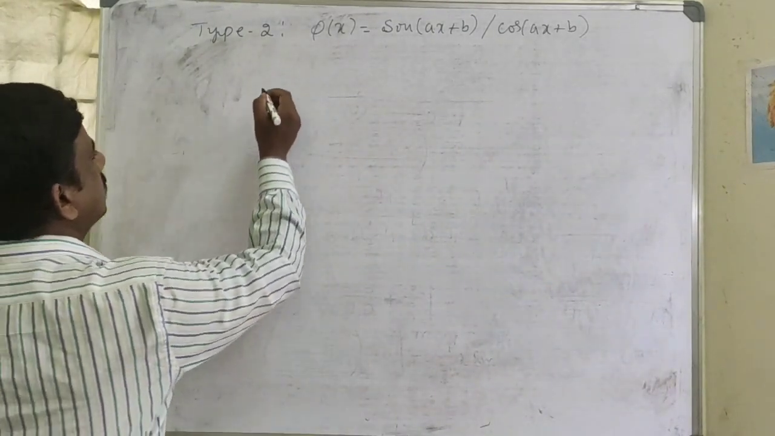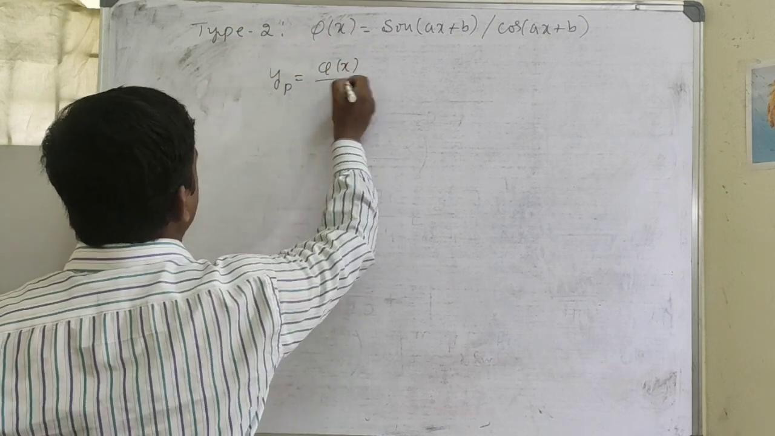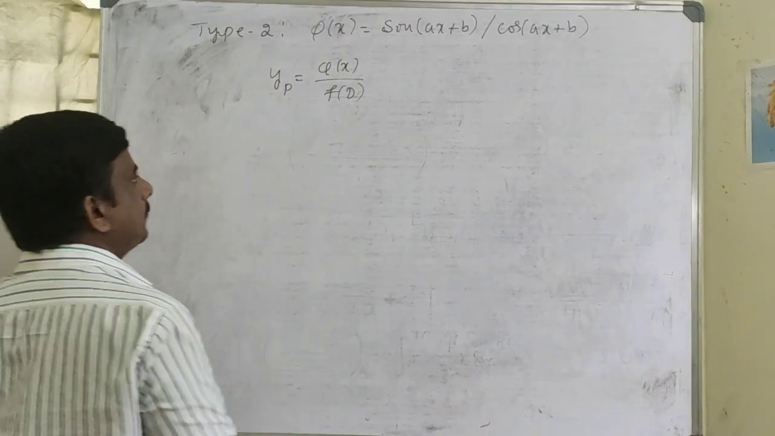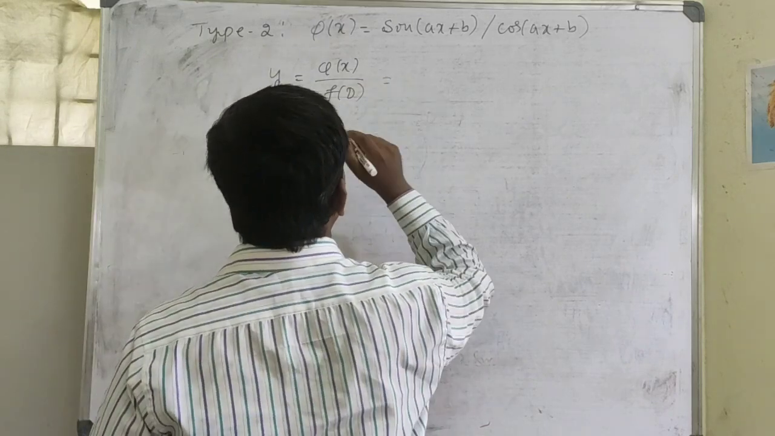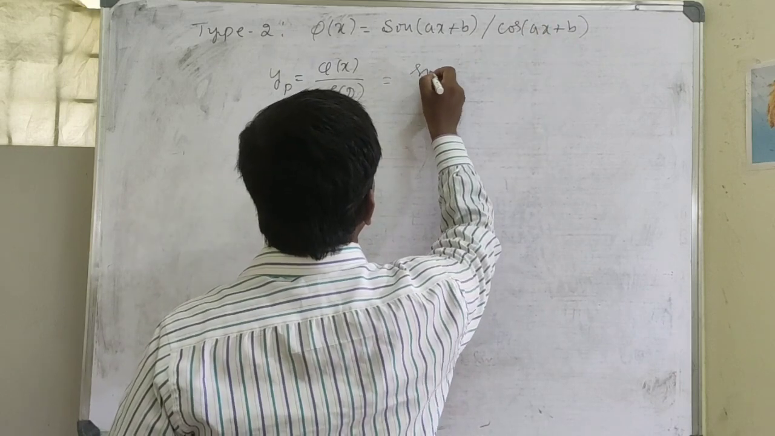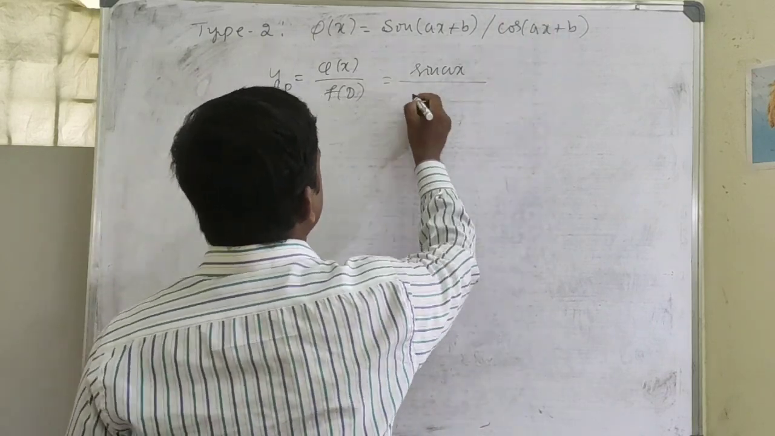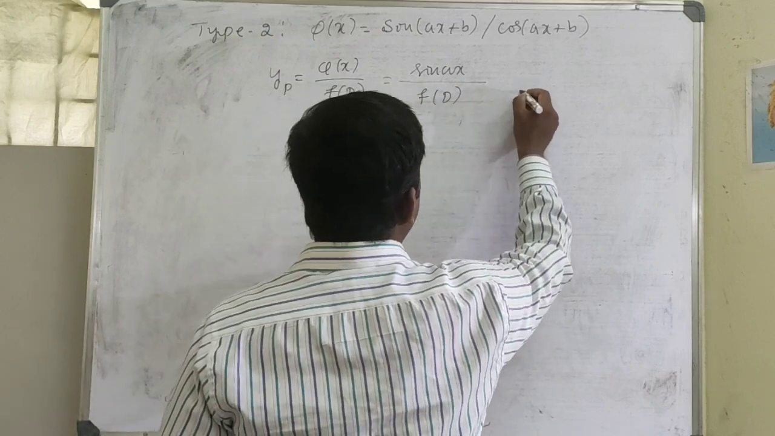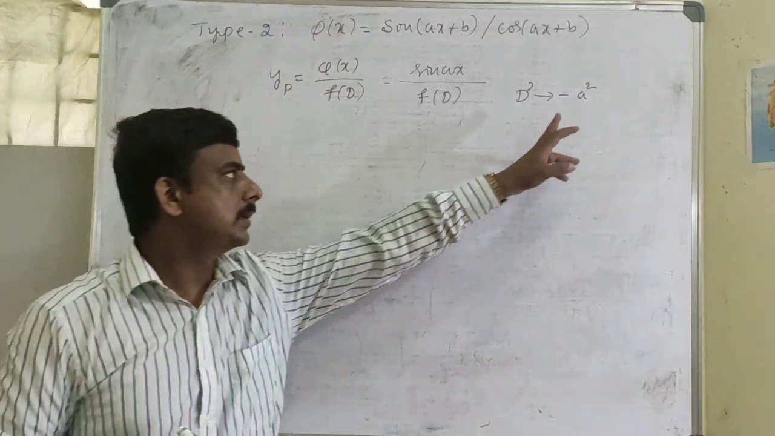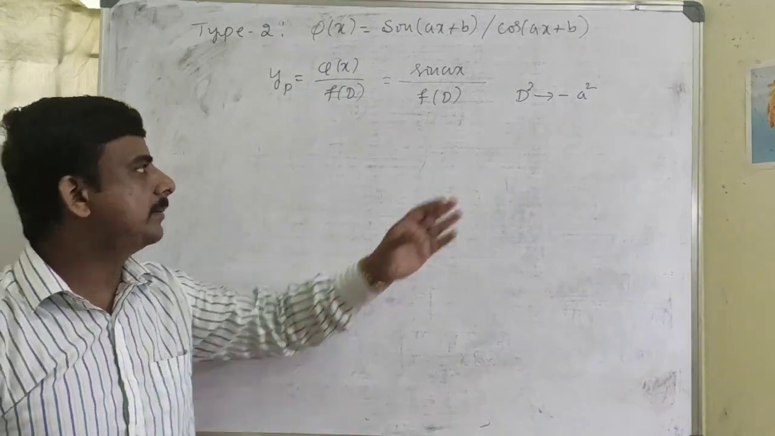Now, to find yp, the general solution, as I said, that is yp equal to phi of x divided by f of D. So if I write for phi of x and f of D, I will write phi of x either sin ax or cos ax. For definiteness, I will just write sin ax. I have to write whatever you have on the right hand side. So here in f of D, you have to replace D square by minus a square. Don't confuse this with minus a whole square. It is minus of a square. So replace D square by minus a square.